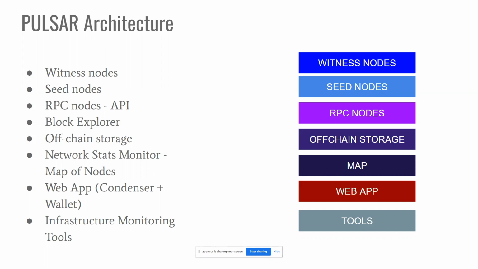So, excepting the first three categories of nodes, witnesses, seed and RPCs, all the others are recommended to have, but are not mandatory to bootstrap the network. The only disadvantage is that if we don't have these last building blocks, the blockchain network is up and running and creating blocks, but we cannot interact with it, we cannot see it, we cannot monitor it, and we cannot post or make transactions.